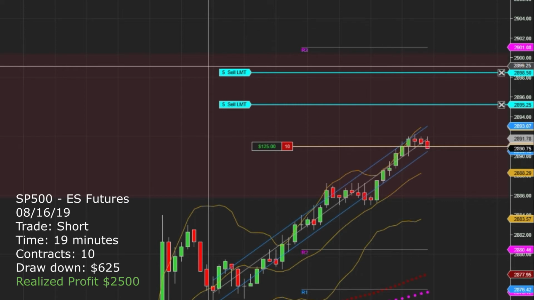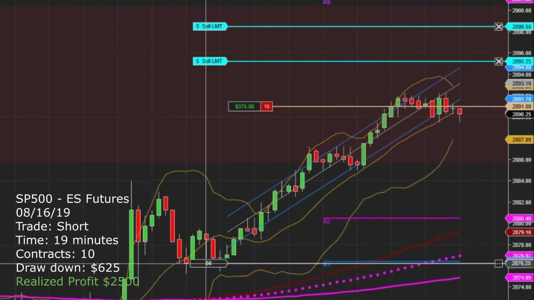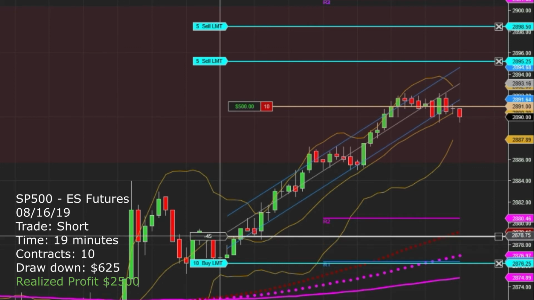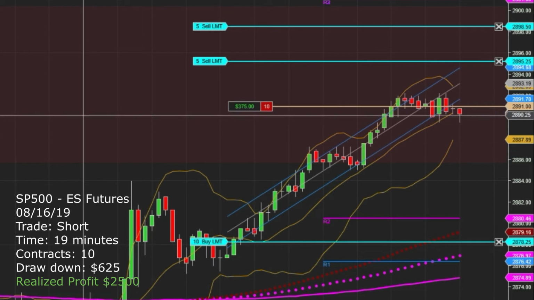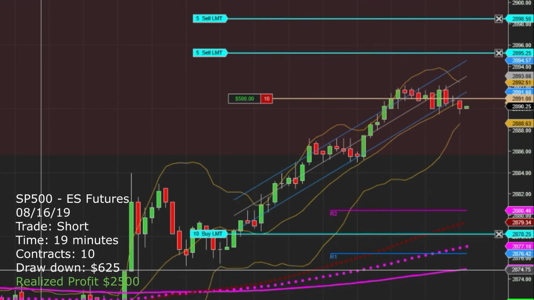Starting to see some more topping action. Setting a profit target down below in case we get a big spike down below. My profit order is waiting. More than likely, I will eventually move my profit order up once I'm well in the profit. We'll just wait for this.